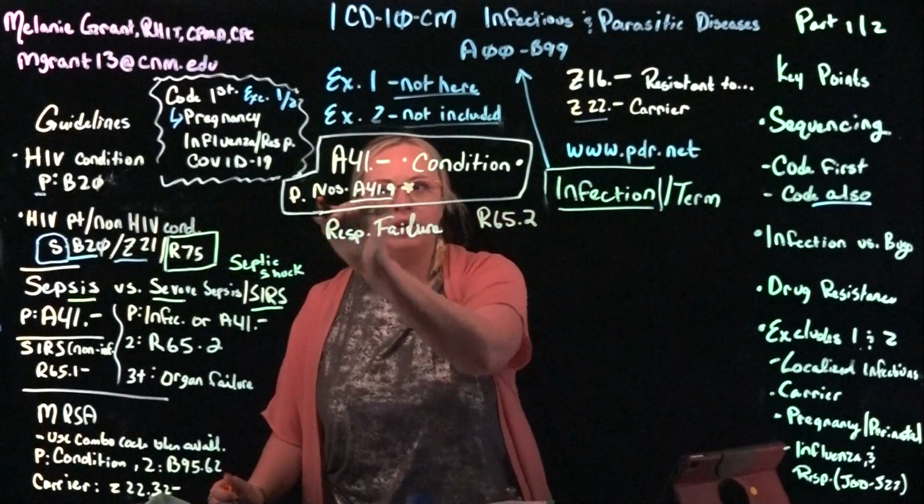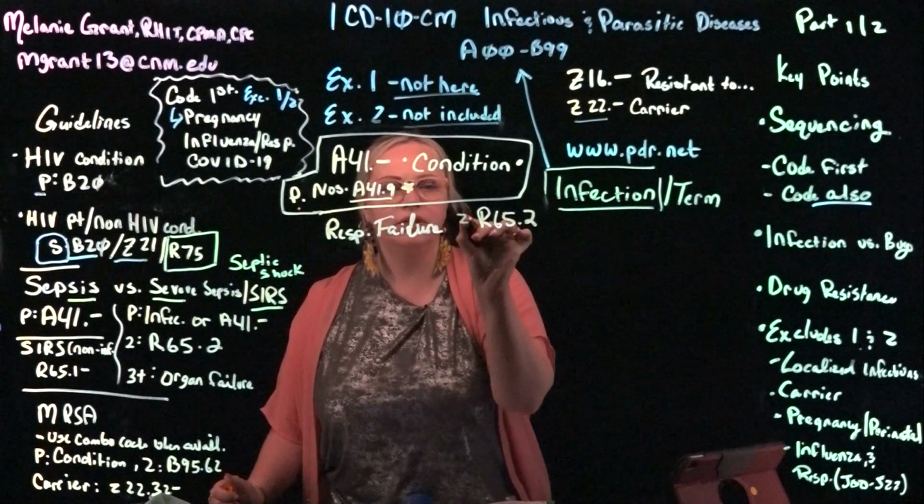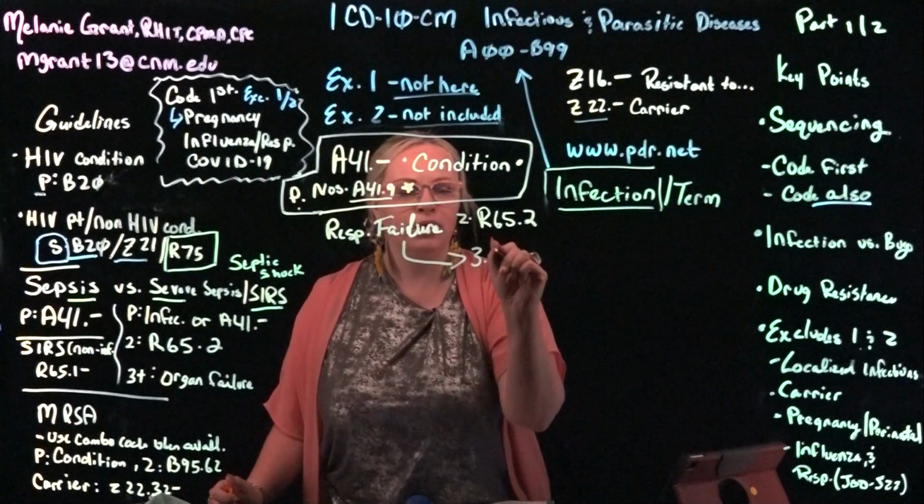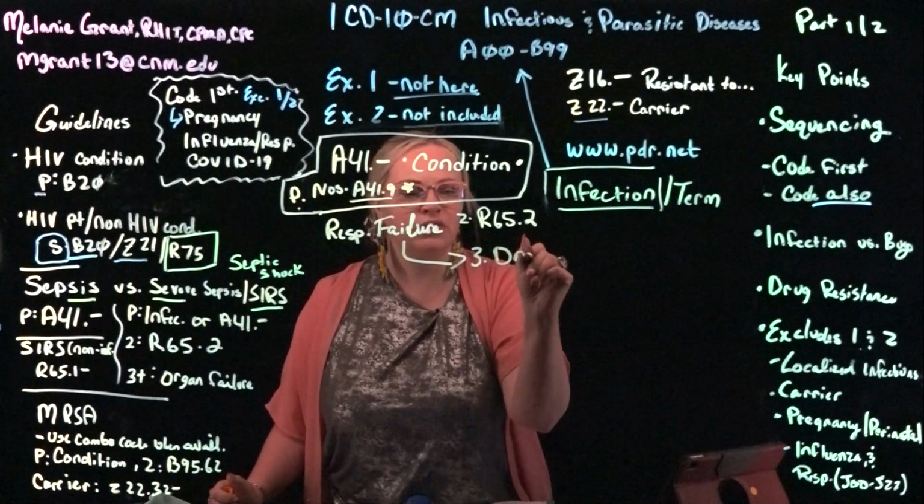Now that's not your only one. You have your primary here and you have your secondary, but you're also going to list a third code for the organ dysfunction.